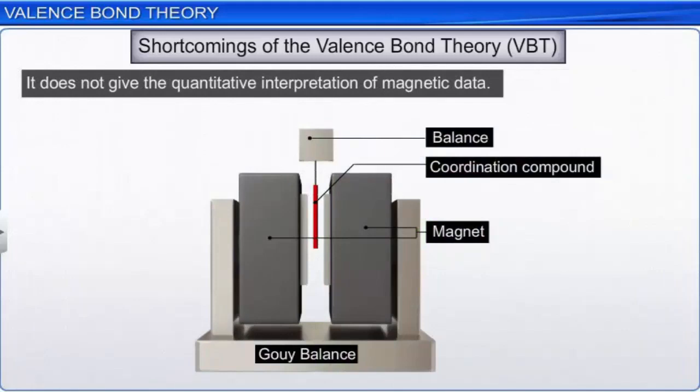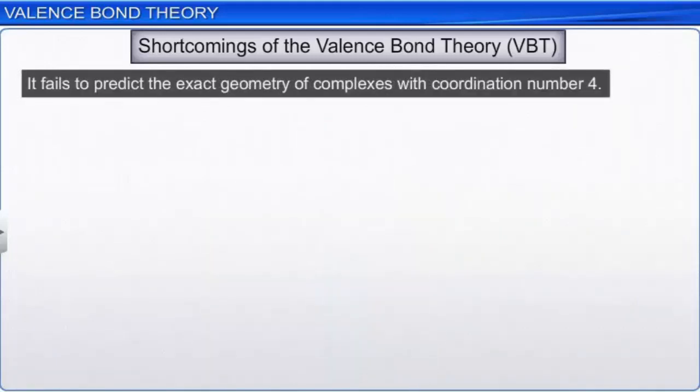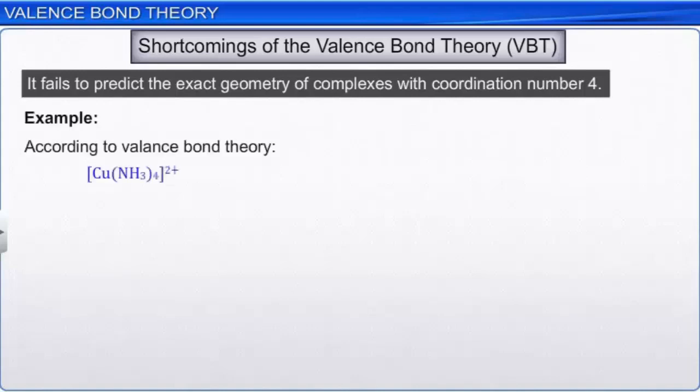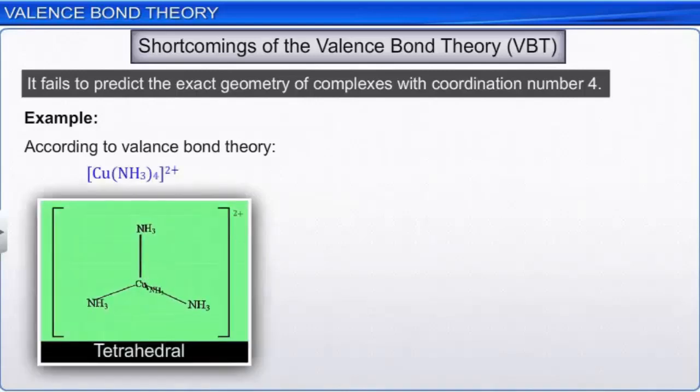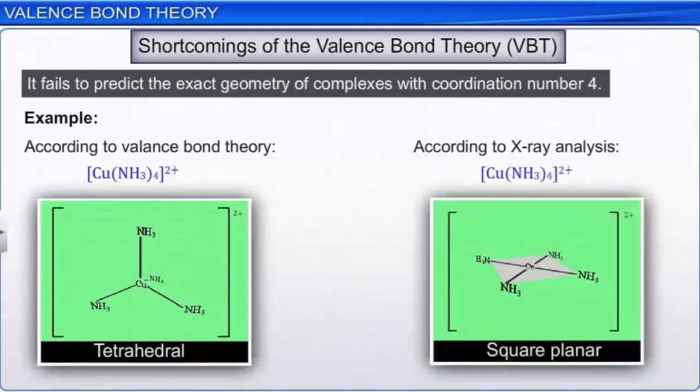It does not give a quantitative interpretation of magnetic data. It fails to predict the exact geometry of complexes with coordination number 4. For example, according to valence bond theory, tetraamminecopper 2 plus is tetrahedral, but according to X-ray analysis, tetraamminecopper 2 plus is square planar. So these are some of the drawbacks or shortcomings of VB theory.